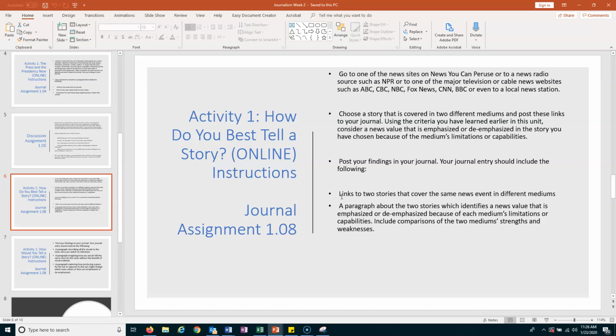So obviously, if you're looking at a newspaper versus a radio news story, huge differences between the two, right? Or if you're looking at a newspaper versus TV, lots of differences. So basically, what I'm looking for here is your comparison of the two and how they're similar or different.